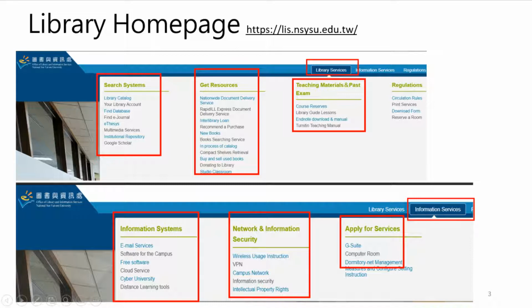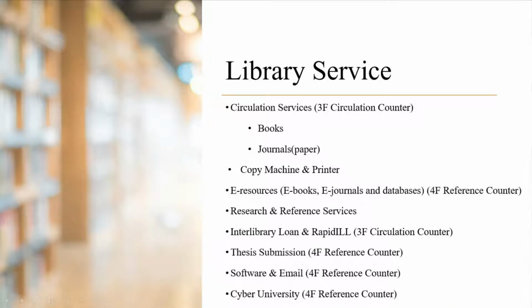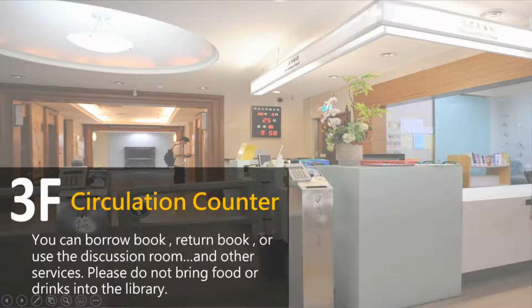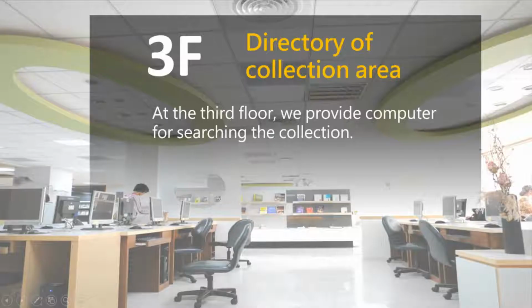If you have any questions about our services, you can go to the information desk on the 3rd and 4th floor for help. On the 3rd floor, there is a circulation counter. Students can borrow books, return books, borrow discussion rooms, and use other services. And don't forget to bring your student card to enter the library. When you enter the library, on the right-hand side, there is the collection directory search area, which provides students with searching collections in the library.